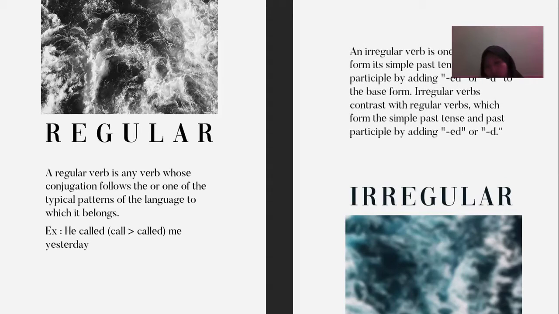Irregular. An irregular verb is one that does not form its simple past tense or its past participle by adding -ed to the base form. Irregular verbs contrast with regular verbs, which form the simple past tense and past participle by adding -ed. Example: eat, ate, eaten; grow.